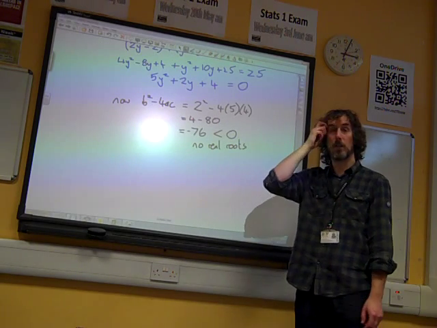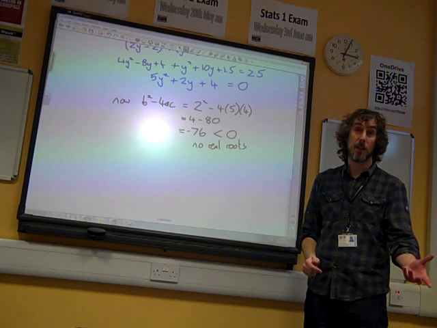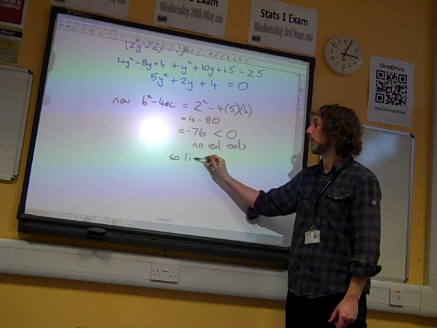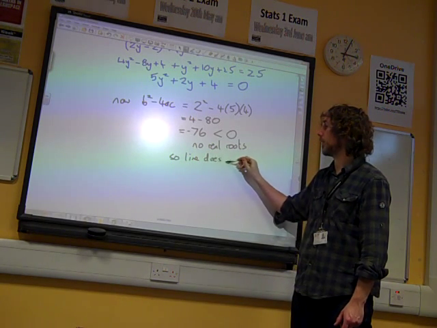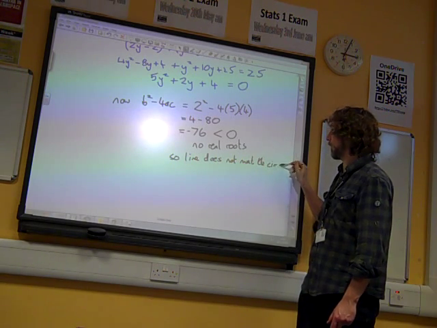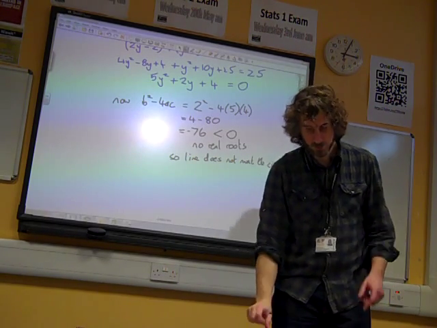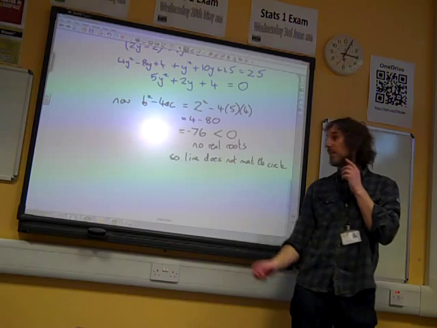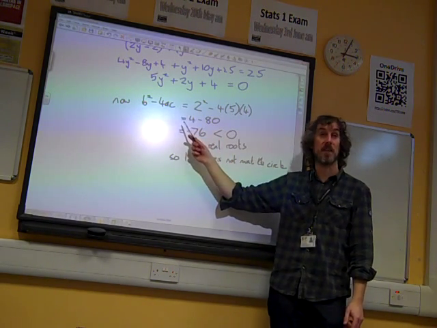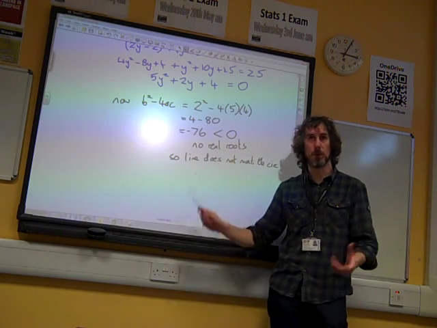And if we find that there are no real roots in this equation, it means there are no solutions to it. It means there are no points where the line meets the curve. Did you have to write that? So you had to conclude that at the end. So the line does not meet the circle, and there we go. You had to draw some conclusion. Leaving it just as saying b squared minus 4ac is minus 76 isn't enough. You had to say it's less than 0, therefore no real roots.